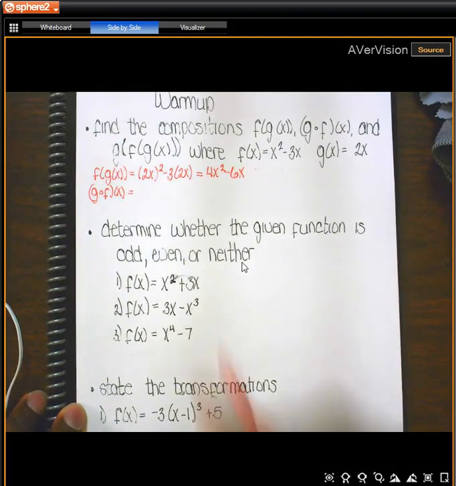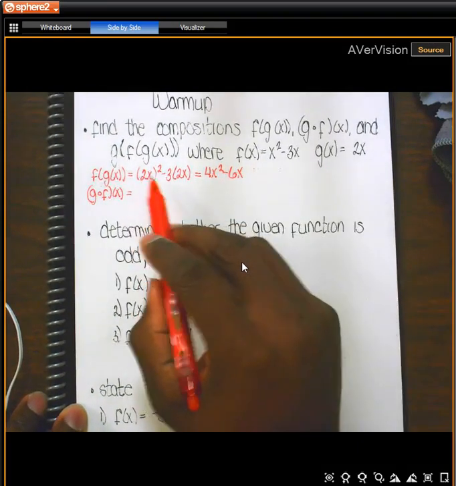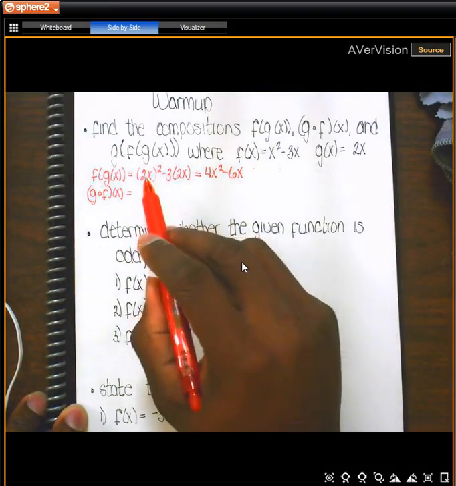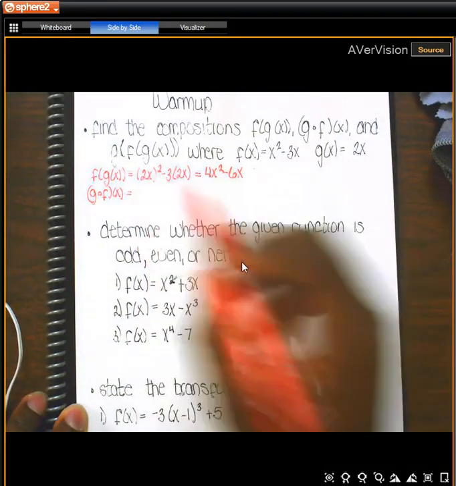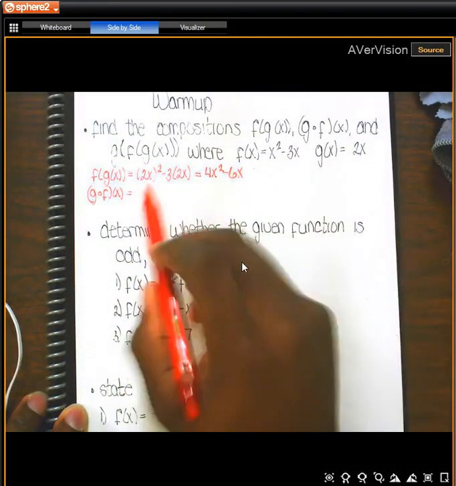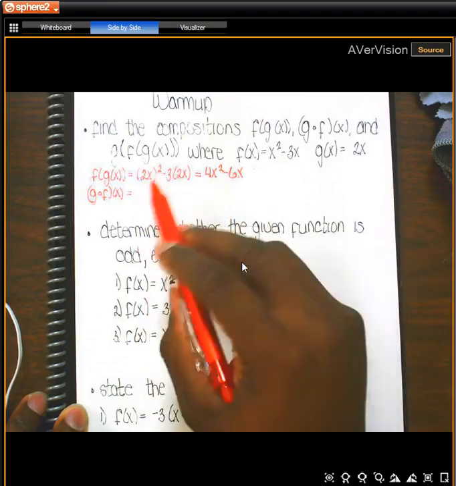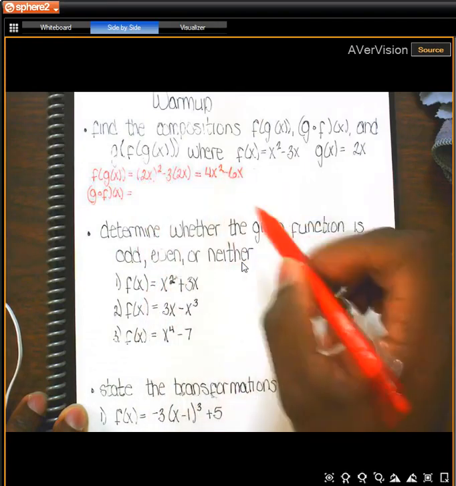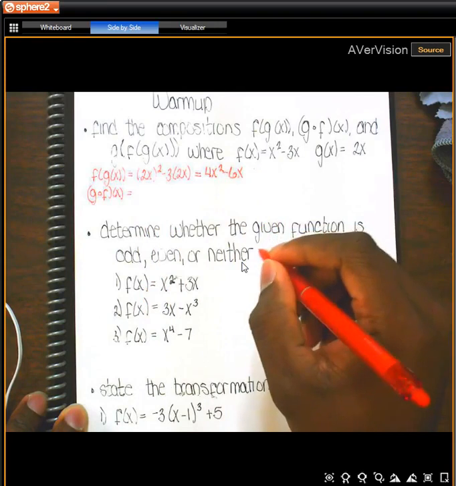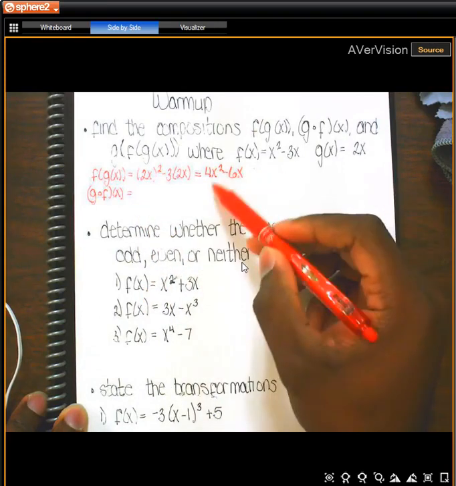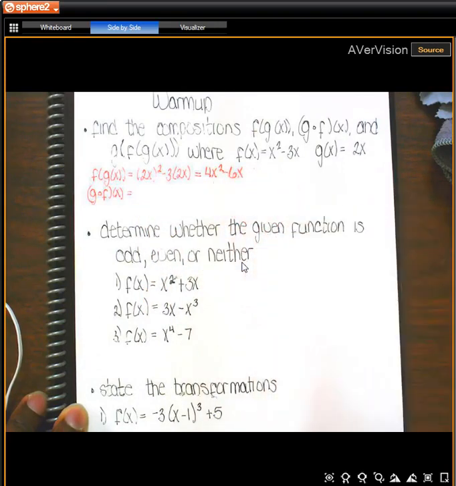Alright, so remember, when everything is being multiplied on the inside, we're allowed to distribute the exponent. So that is 2 squared, which is 4, and then x squared is x squared. So f of g of x is 4x squared minus 6x. Any questions on that?